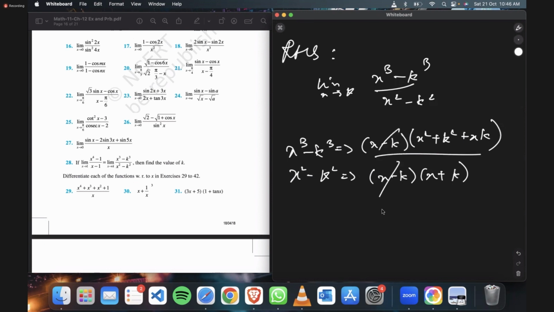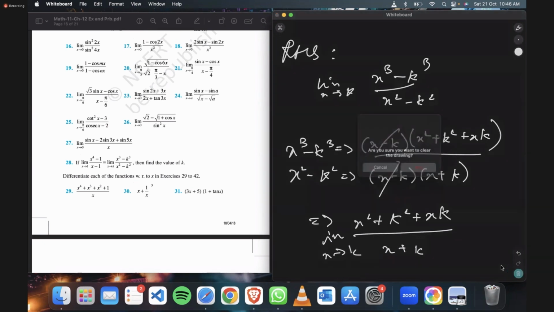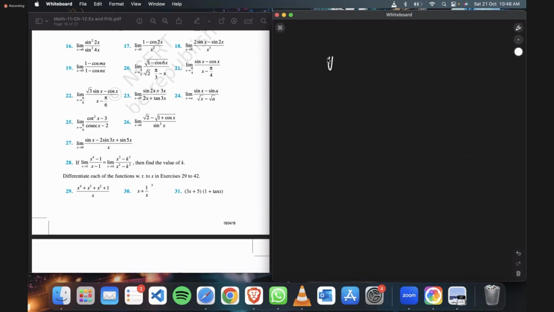These both things are in division, so I'm getting left with this part only. X square plus k square plus xk whole divided by x plus k. Now, if I just put the limit, x tending to k, right? So I'll be getting what? K square plus k square plus k square. So 3k square divided by k plus k, 2k, right? So I have 3k square divided by 2k. So 3k by 2 is getting equated to what?